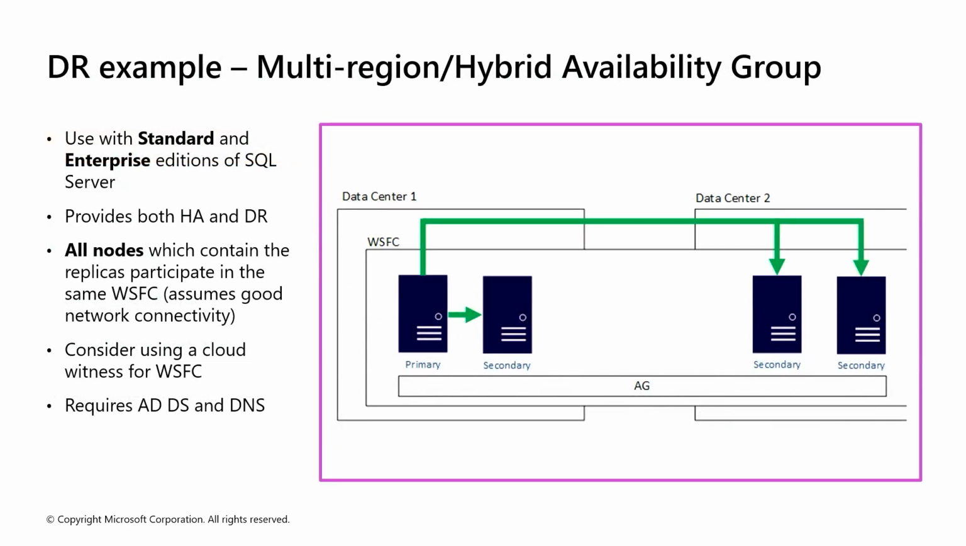Here is a DR example using a multi-region hybrid availability group with disaster recovery architecture, using SQL Server Always On availability groups deployed across multiple Azure regions or in a hybrid setup with on-premises infrastructure. All replicas participate in the same Windows Server failover cluster, requiring consistent Active Directory and DNS configurations across environments. This architecture assumes strong network connectivity and recommends using a cloud witness to maintain quorum.